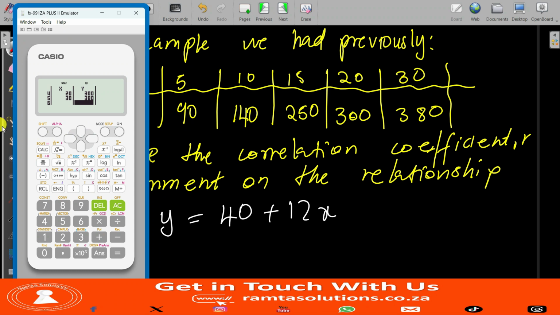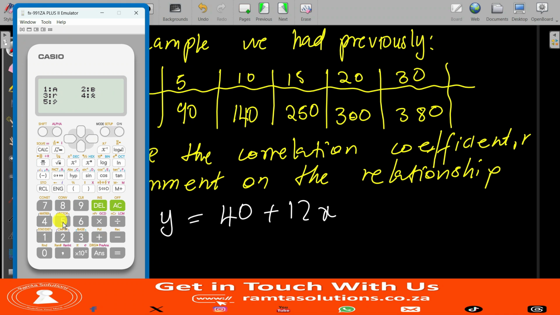Now let me press AC. It is not to delete everything, it's just to clear the screen. But everything has been stored. Now we go to Shift 1. Let's confirm what we had. So we're going to go to regression. All right. So under regression, I will confirm.